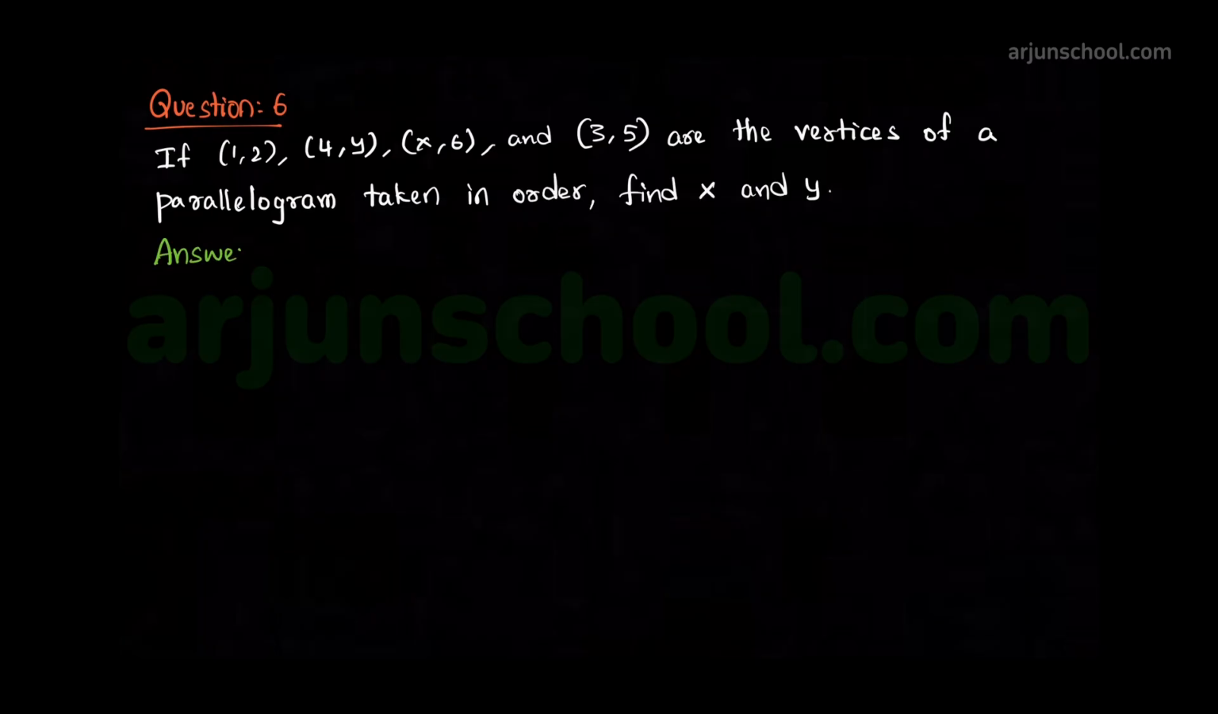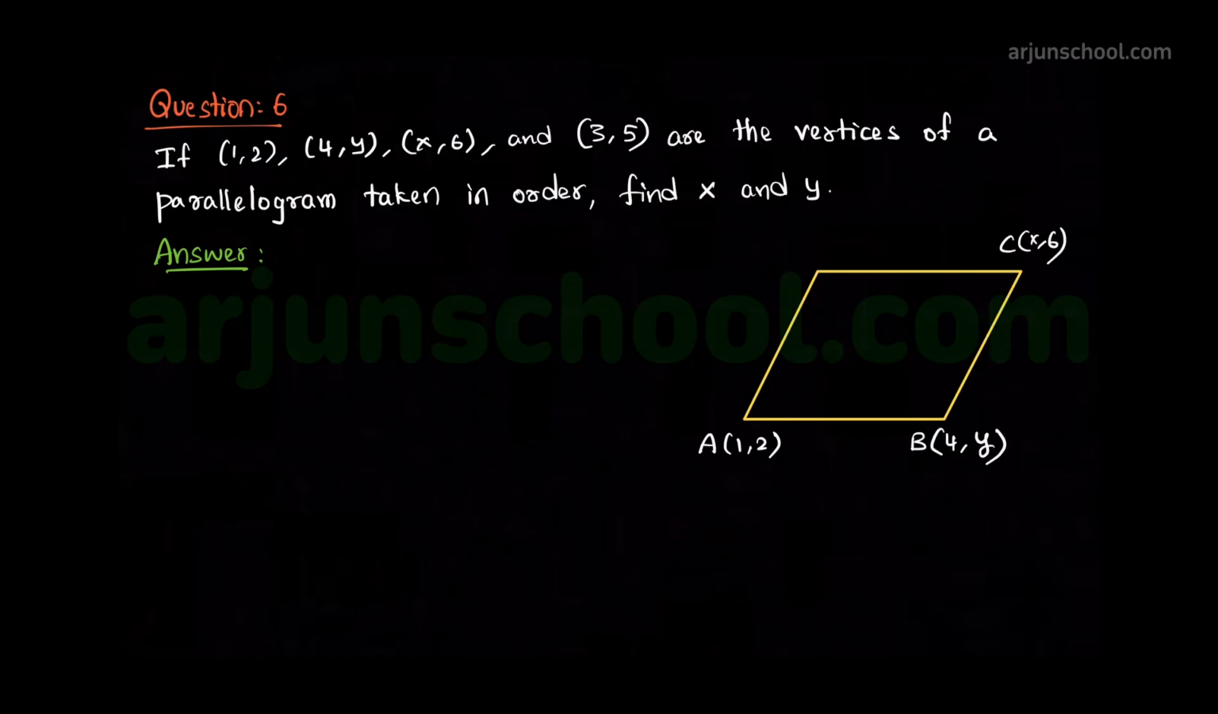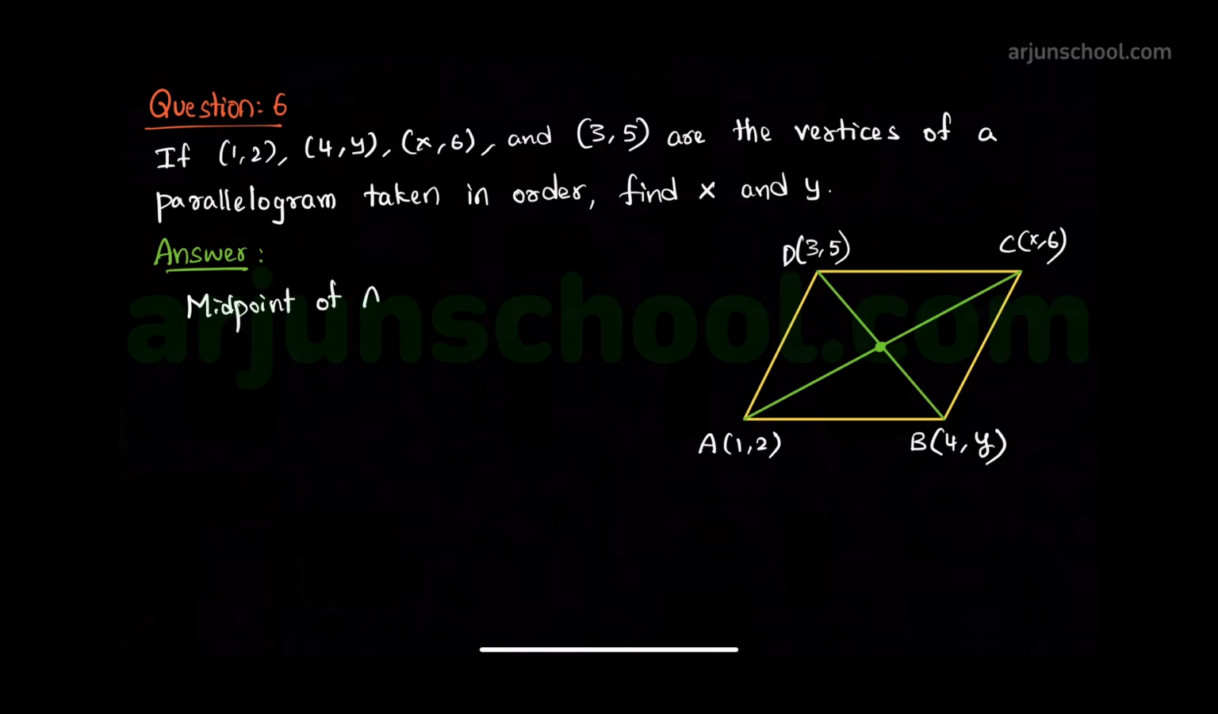Answer. Let the vertices of the parallelogram taken in order be A(1, 2), B(4, y), C(x, 6), and D(3, 5). We know that the diagonals of a parallelogram bisect each other. Therefore, the midpoint of diagonal AC is equal to the midpoint of diagonal BD.